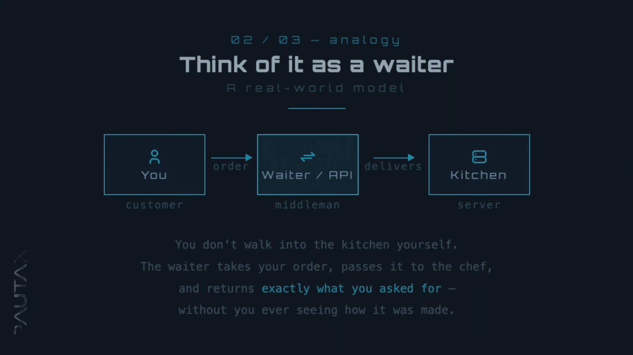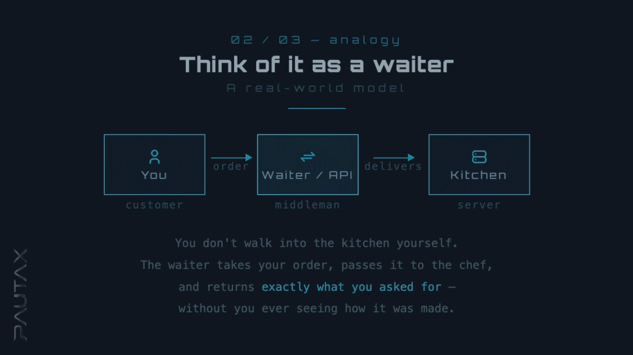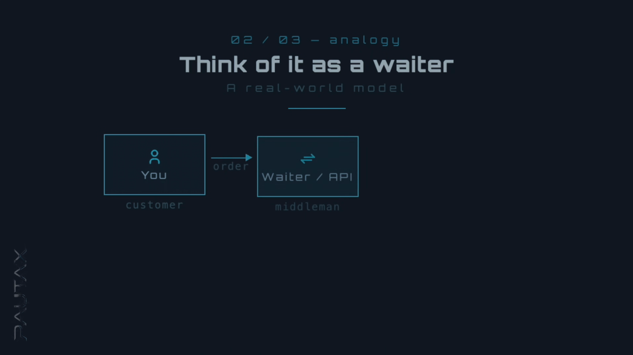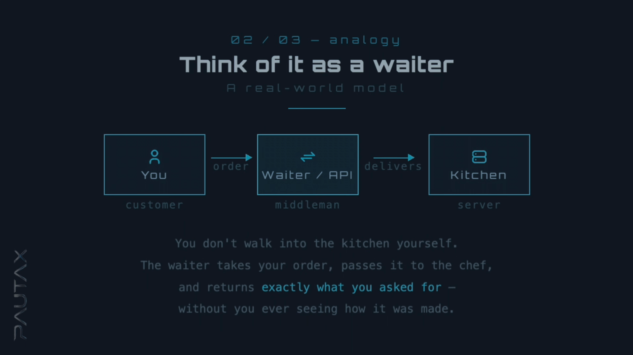You're at a restaurant. You don't walk into the kitchen yourself, right? You tell the waiter what you want. The waiter goes to the kitchen, gets your food, and brings it back to you. The API is the waiter. It takes your request, delivers it, and brings back exactly what you asked for without you ever needing to see what's happening behind the scenes.